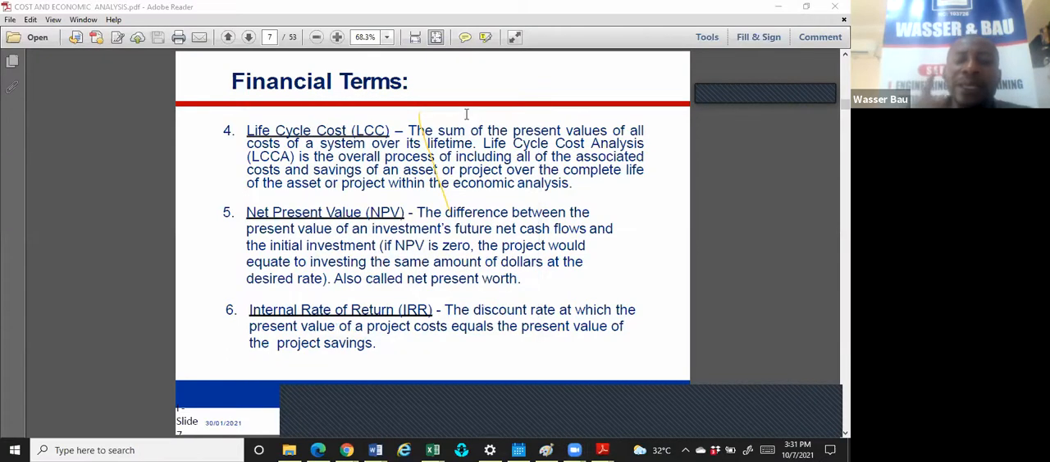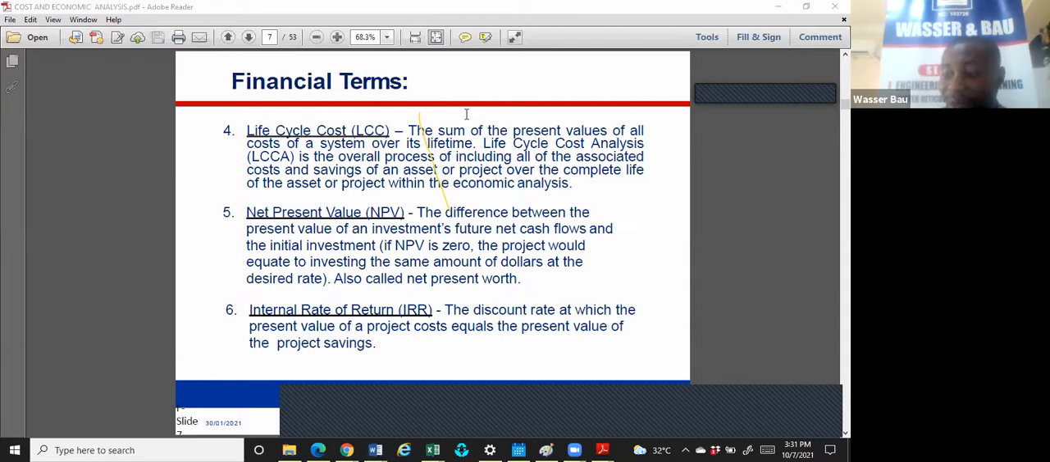Okay, so the internal rate of return, or IRR, is the discount rate. In other words, it is an interest rate. Now, when we talk about interest rates, it can come in different words. The words can be used interchangeably.